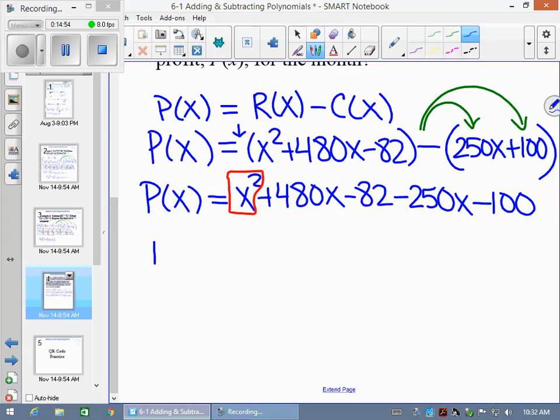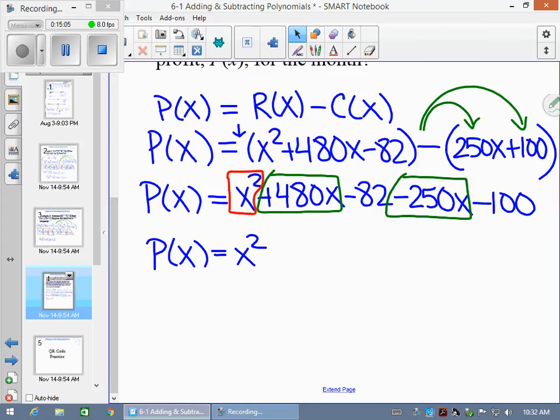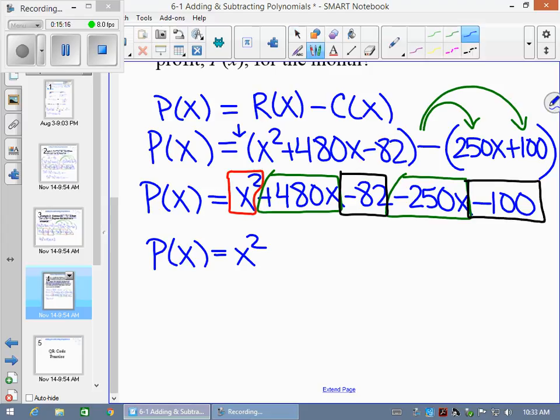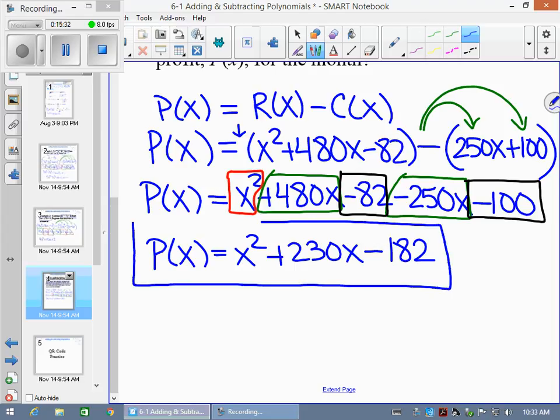But let's keep looking. Now we have positive 480x and a negative 250x, so that does have a like term to combine with. And again, our constant terms in this case are negative 82 and negative 100. So when I go to write this out, if I have 480 and I subtract 250 from it, I should have 230x. A negative 82 and a negative 100 would give me negative 182 as my constant. So my profit function is best represented in simplest form as x squared plus 230x minus 182.